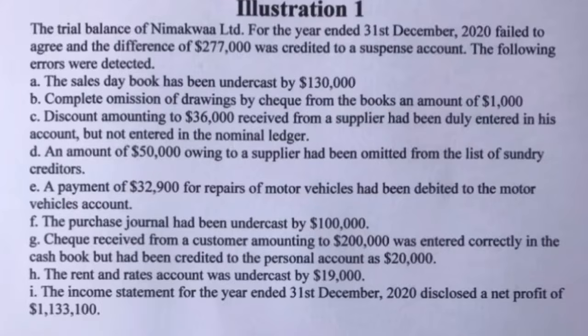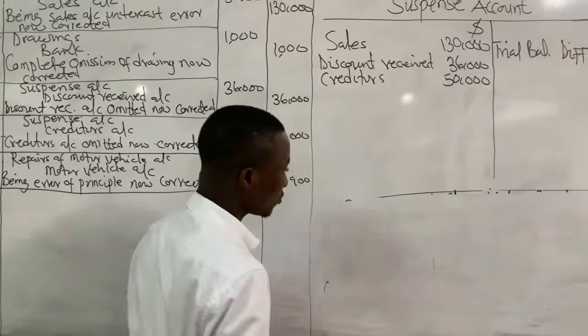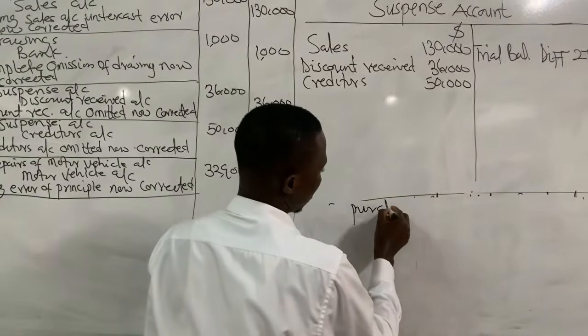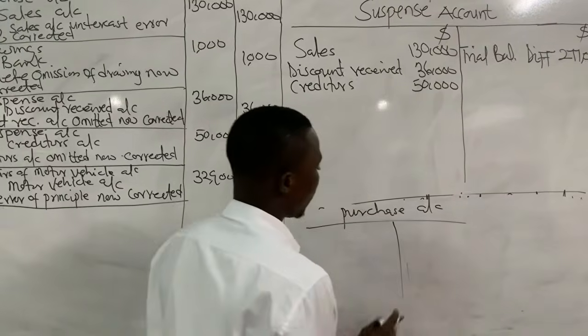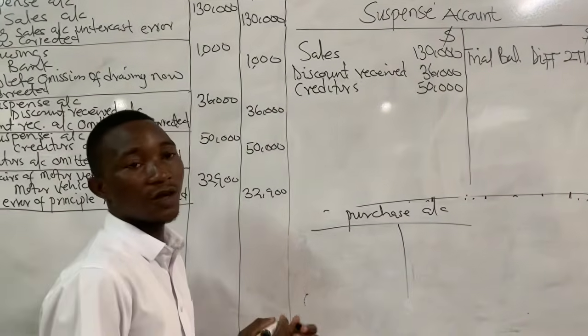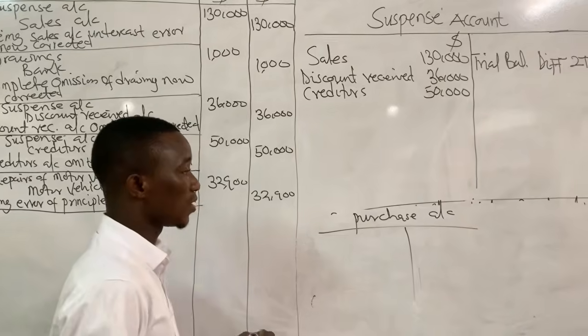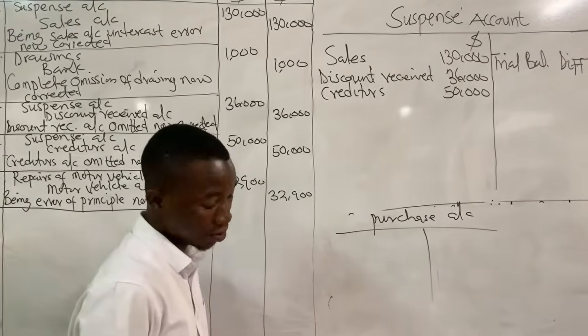And we look at the next error, which is the sales journal had been undercast. Oh, no, sorry, the purchase journal had been undercast. Alright, the purchase account has been undercast. So let's try to correct this error. So let's consider the purchase account. They say purchase journal, but at the end of the period, the total of the purchase journal will be transferred to the purchase account. So it's the same thing.